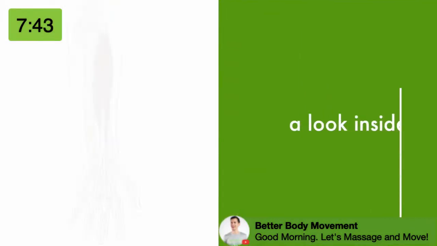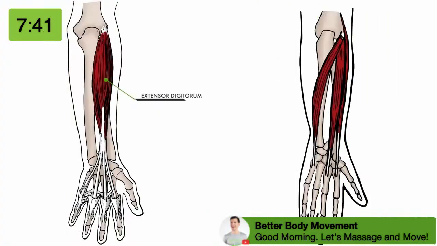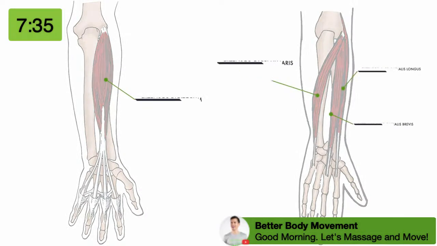Carpal tunnel syndrome commonly is caused by forearm muscles that get overly tight and create compression on your carpals. We will start by working through the extensor digitorum, the extensor carpi radialis longus and brevis, and extensor carpi ulnaris.